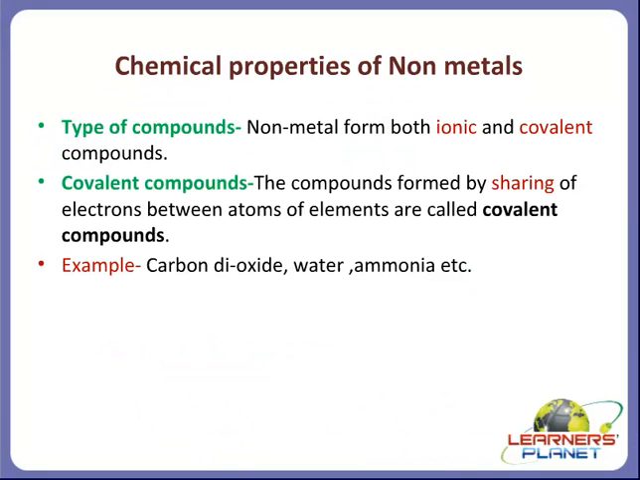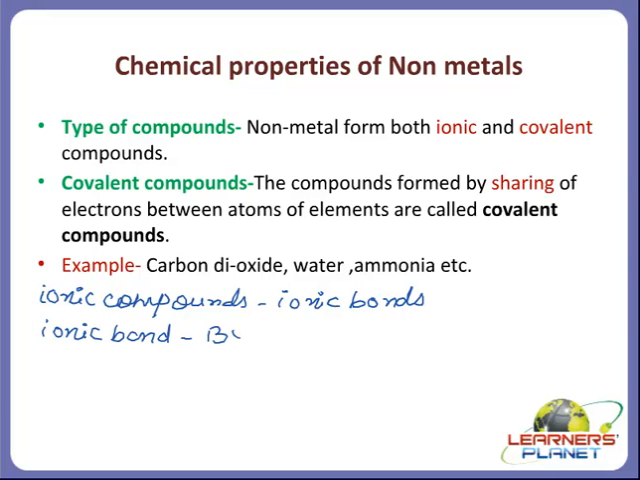Now let's move to the next chemical property, the type of compounds. What type of compounds are these non-metals forming? Metals are forming what type of compounds? They are forming ionic compounds, whereas non-metals form both ionic and covalent compounds. Now what are ionic compounds? How are ionic compounds formed? We discussed this in the session on the chemical properties of metals. What type of bonds do ionic compounds have, children? They have ionic bonds. Now how is this ionic bond formed?